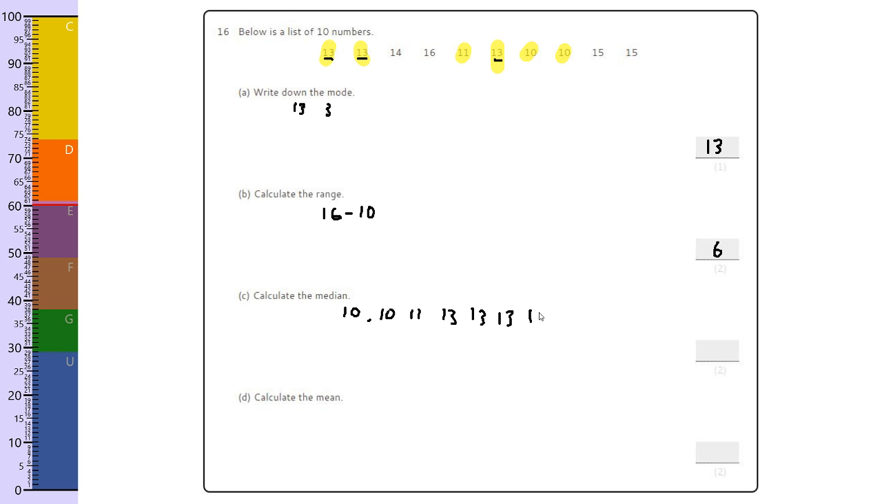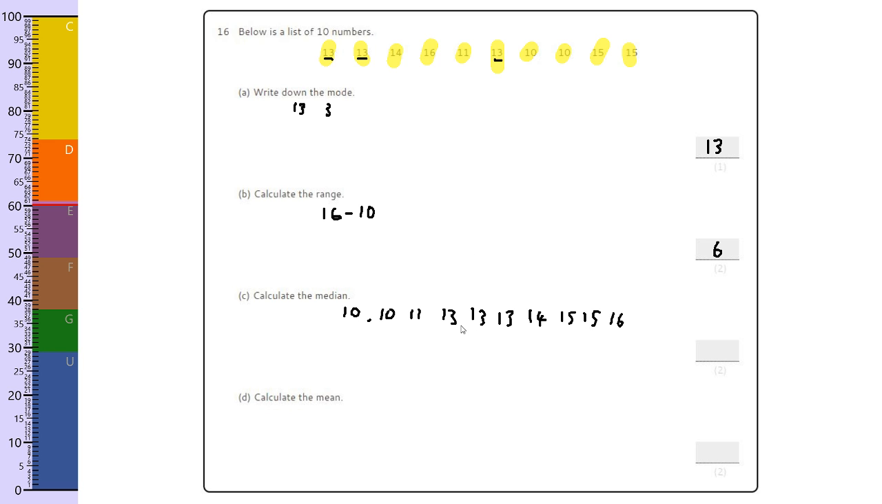14, 15, 15, 16. Brilliant. Okay, so they're in order of size. Okay, and I'm going to pick the middle one.